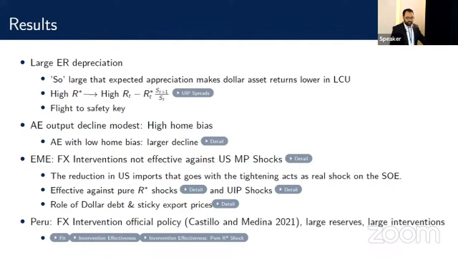But what we find is that against a pure R-star shock, like if you shock this economy with a pure R-star that doesn't affect the export demand, FX interventions are effective. Or if we consider UIP shocks, like noise trading shocks, again, FX interventions are effective. But what I am going to show you now is that with pure R-star shocks, the output decline is going to be much more modest compared to the role of the decline in US imports. And we also have a set of parameters and estimation results for Peru.